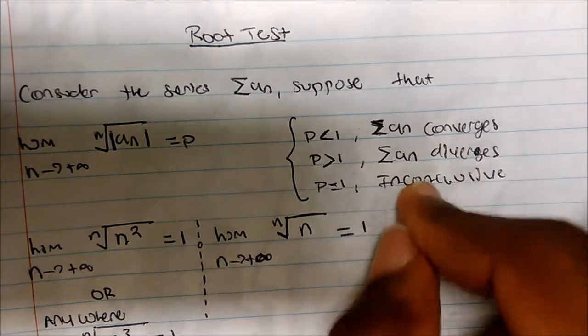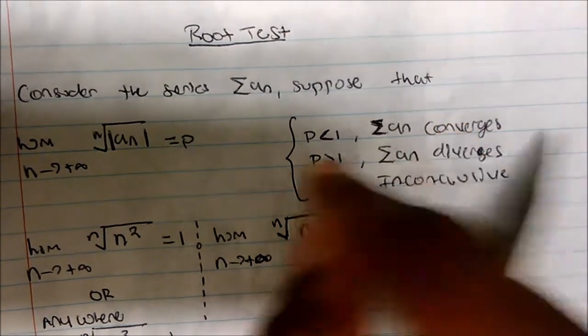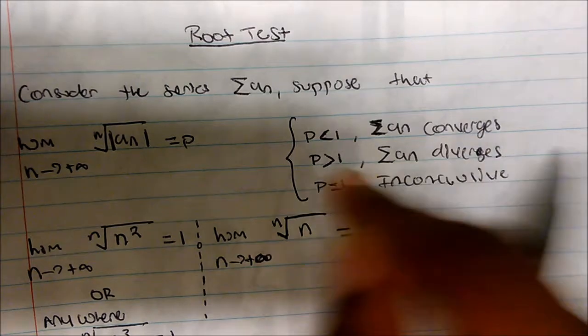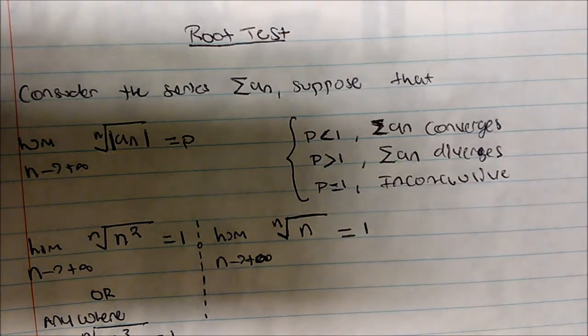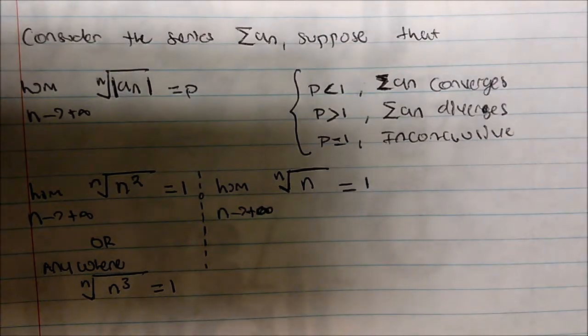If p is less than 1, then the series a_n converges. If p is greater than 1, a_n diverges. If it's equal to 1, then no conclusion. Now, there's a couple things that we need to remember.